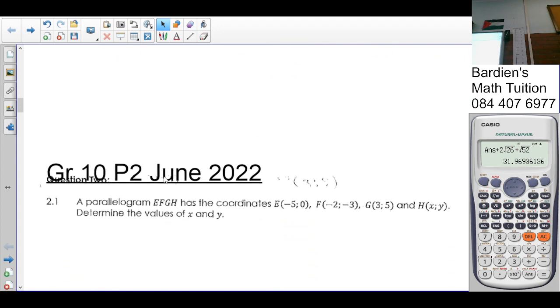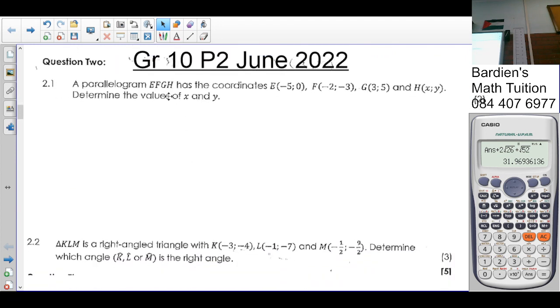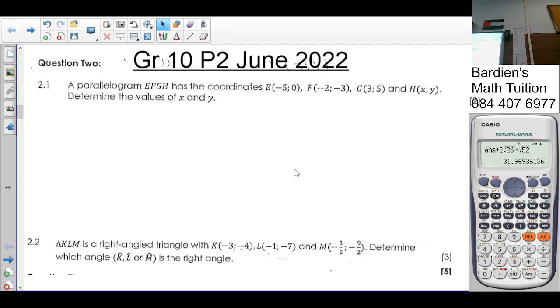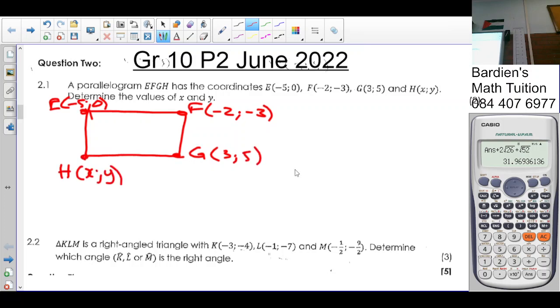Let's go to question 2. In question 2, we are told that a parallelogram has the following coordinates. So what I do is I draw parallelogram EFGH, where E is (-5; 0), F is (-2; -3), G is (3; 5), and H is (x; y). Okay. Determine the value of x.